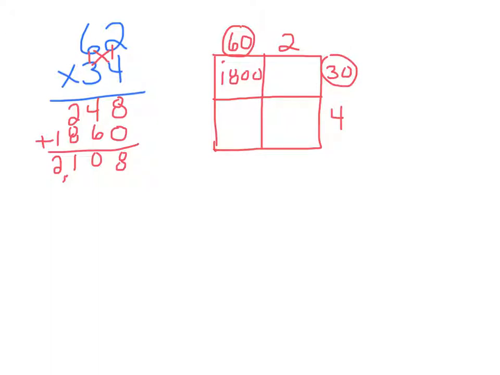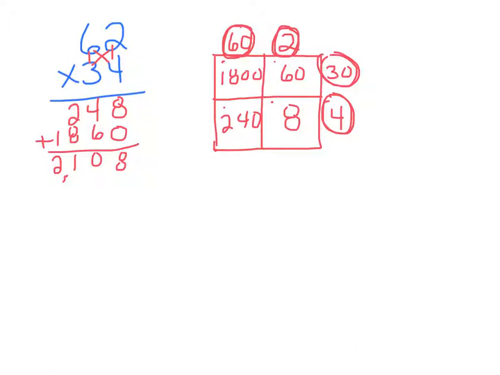In order to get this particular answer for this box, I'm going to multiply the 2 times the 30. 2 times 30 is 60. In order to get this particular answer, I'm going to multiply the 60 times the 4. 60 times 4 is 240. And in order to get this answer, I'm going to multiply the 2 times the 4. 2 times 4 is equal to 8. So now what I have is I have all my partial products inside the boxes.